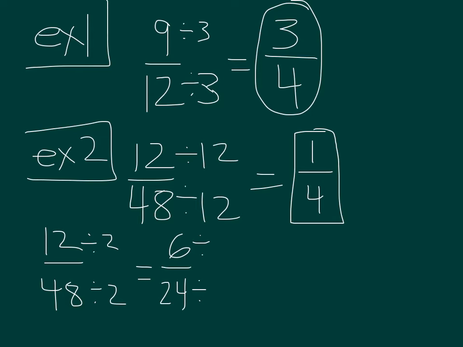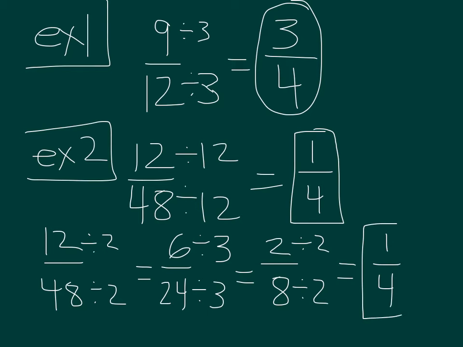What numbers go into 6 and 24? You could either use 2 or 3. Let's use 3 just to mix it up. 6 divided by 3 is 2, and 24 divided by 3 is 8. And then you can do it again. The number that goes into both of those is 2. So 2 divided by 2 is 1, and 8 divided by 2 is 4. So obviously, just two different ways of getting the same answer.